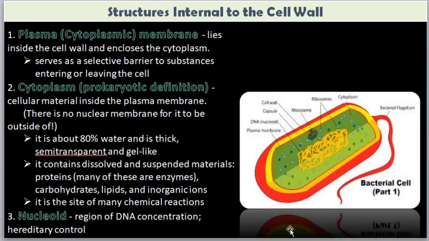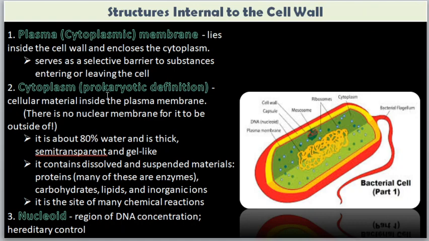Next. Structures internal to the cell wall. Okay, so these are the structures that are found inside the cell wall. Okay, so number one, you have the plasma membrane or what you call the cytoplasmic membrane. So this lies inside the cell wall and encloses your cytoplasm. Yun yung main function ng plasma membrane natin. Okay? It encloses the cytoplasm. This also serves as a selective barrier to substances entering and leaving the cell. So I think hindi na natin ito i-discuss. Na-discuss yun na ito noon kahit sa physiology anatomy and physiology pa.